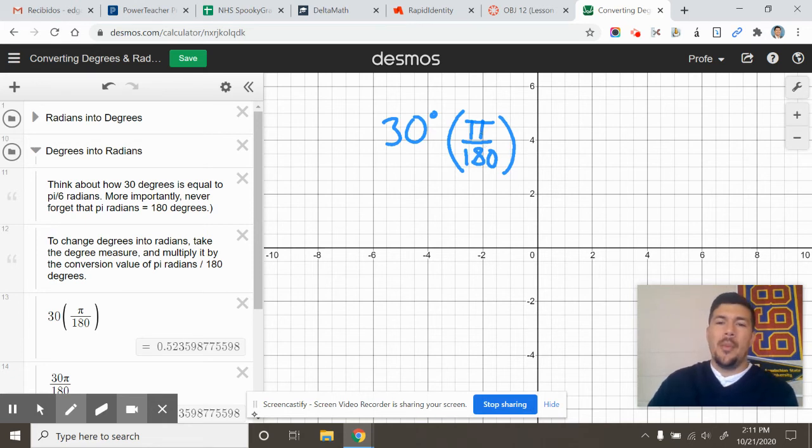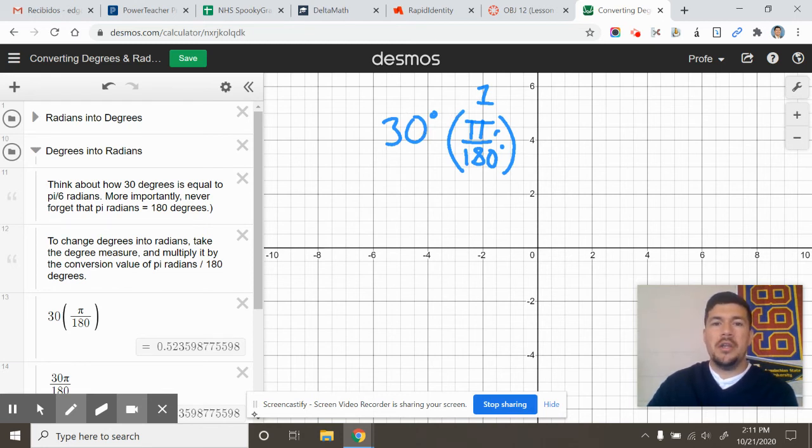And here's the reason. Pi radians and 180 degrees are the same angle, right? So your conversion factor is basically equivalent to 1. When you multiply a value by 1, you don't change that value. You might change what it looks like, but you don't change the value.